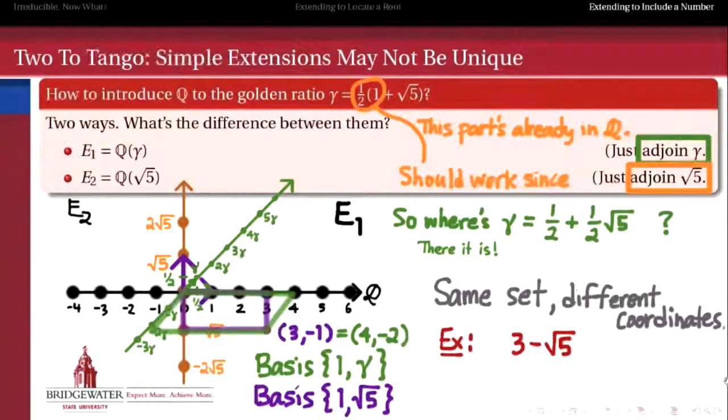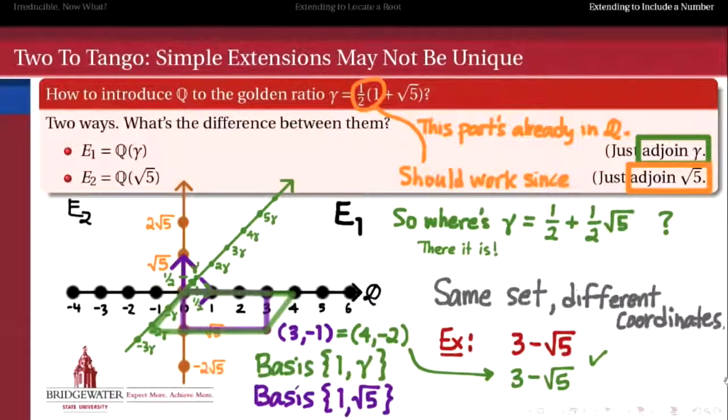How do we know that that's true? Because 4 times the first basis vector 1 plus negative 2 times the second basis element gamma gives us exactly 4 times 1 minus 2 times a half plus radical 5 over 2. That's gamma. But then multiply that out. 4 minus 1 minus radical 5, 3 minus radical 5.